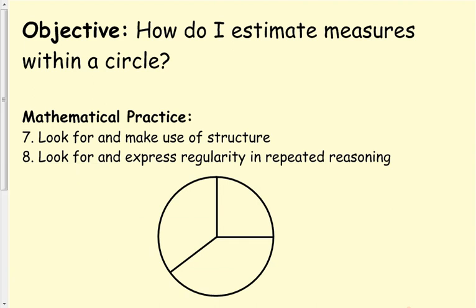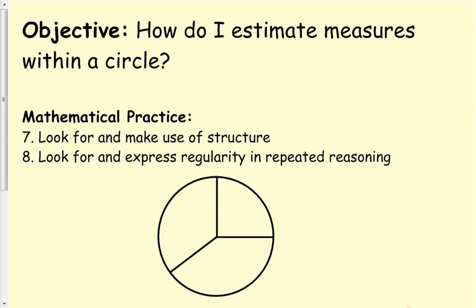Hi friends, today we are going to be continuing the work that we've done in class with finding the missing angle in right angles and straight angles. We're going to broaden that today by looking at circles. So our objective says, how do I estimate measures within a circle?